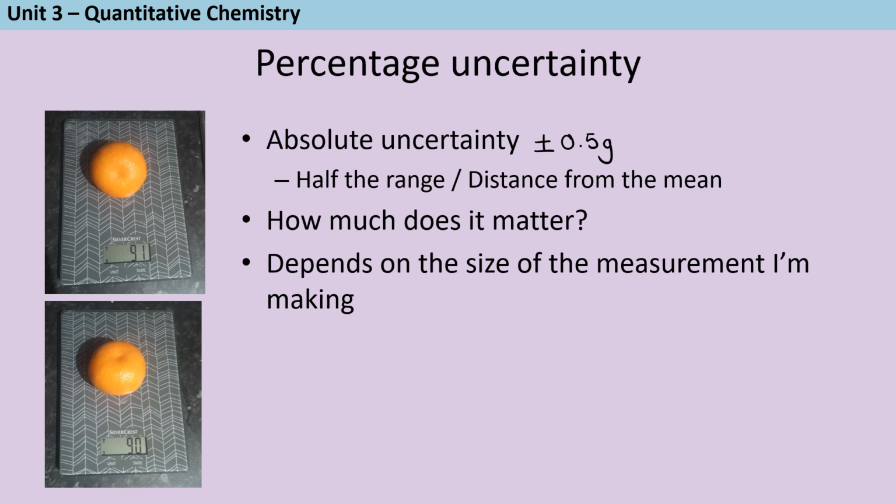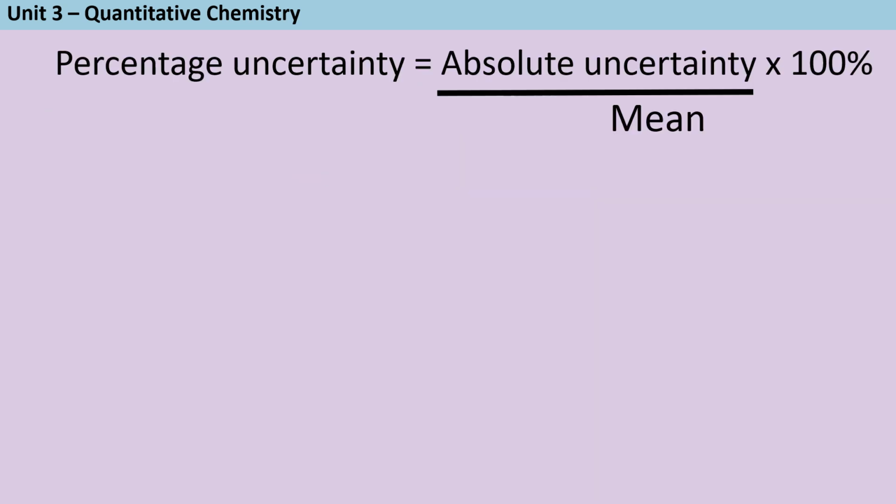So when scientists are talking about how precise their data are, they use the term percentage uncertainty, and this gives us a better idea of whether our data are very, very accurate or whether there's quite a lot of uncertainty in there. To calculate percentage uncertainty, you divide the absolute uncertainty by the mean value, and then multiply this by 100 in order to turn it into a percentage. For most of the experiments that you'll do in school, the absolute uncertainty can be found by looking at the range and then halving this.